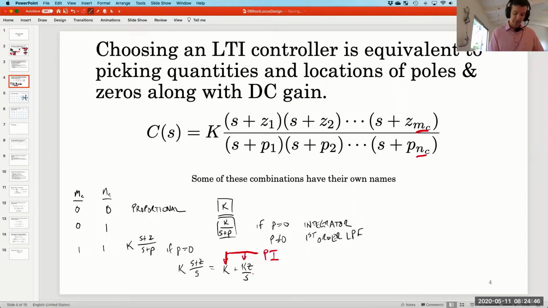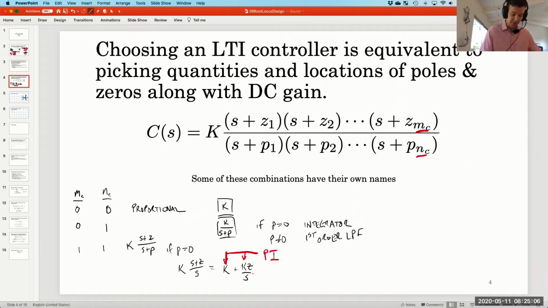Okay. If p is non-zero, then I think this fails to have a fancy name. This is just, yeah, this would just be maybe a notch filter or something like that. No, it might be a lead or a lag compensator. That's also true.